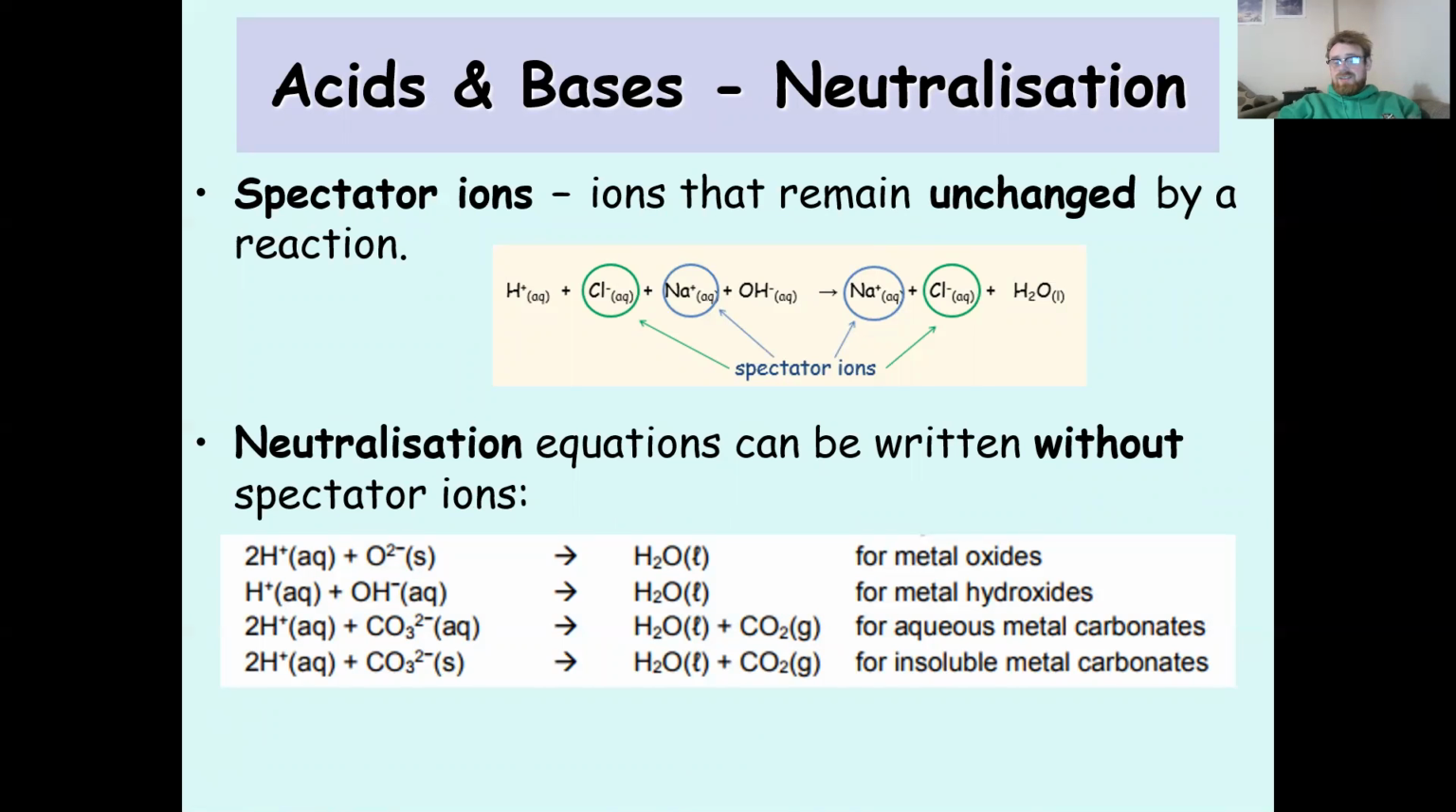Remember that spectator ions are ions that remain unchanged by the reaction. If they are in the equation before the reaction, the exact same way as they are after the reaction, they've not really taken part in the chemical reaction. They have helped the reaction happen, but they've not actually done a chemical reaction, therefore they're spectator ions. And to work out the actual chemical reaction going on, we can remove them. Once we do that, we can then write all the neutralization equations without spectator ions. So a metal oxide would be 2H+ plus O2- would give you H2O, etc., etc.